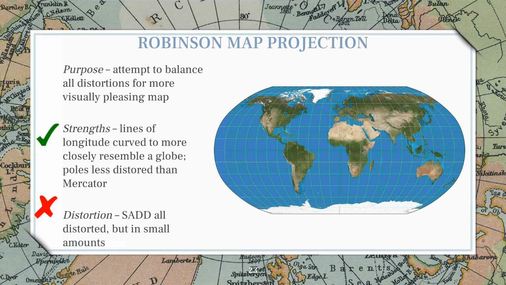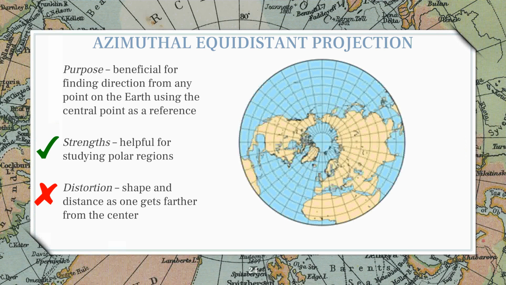Okay, here's the azimuthal. This is the northern hemisphere right here, so this is a bird's eye view. This is looking down on Earth. This is the North Pole. This is good when we're talking about the Arctic or the Antarctic. So we're looking down on Earth right now.